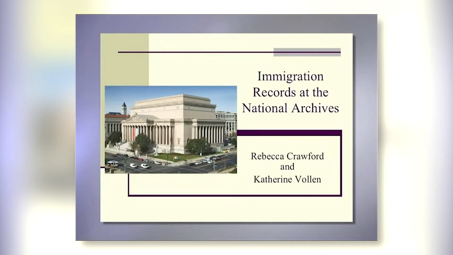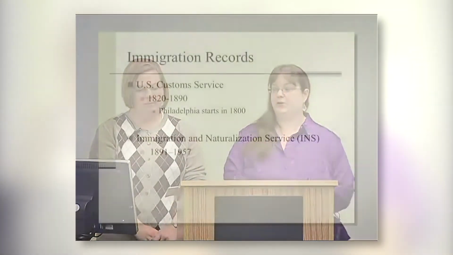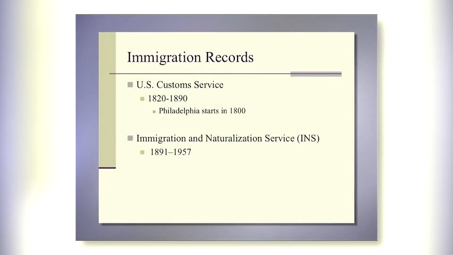Part of our immigration records, we have records of the U.S. Customs Service that are part of Record Group 36. They're going to cover the time period 1820 to 1890, with the exception of Philadelphia, which will start in 1800. We will also look at some examples from the Immigration and Naturalization Service, which are part of Record Group 85. They're going to range from 1891 to 1957.